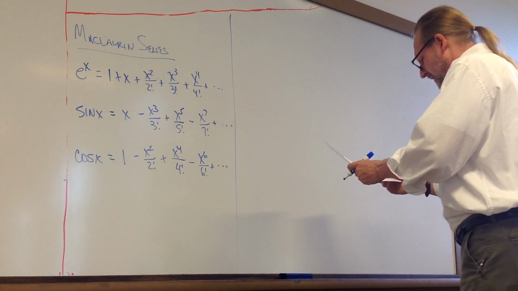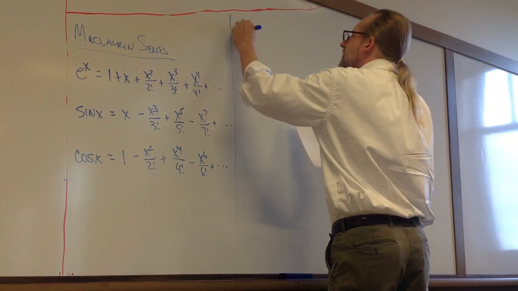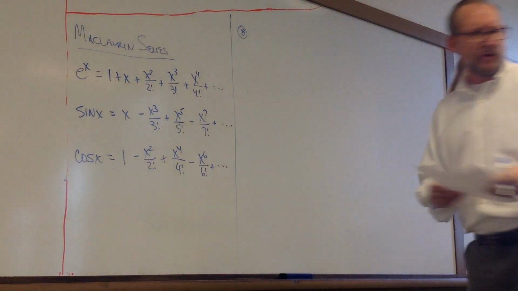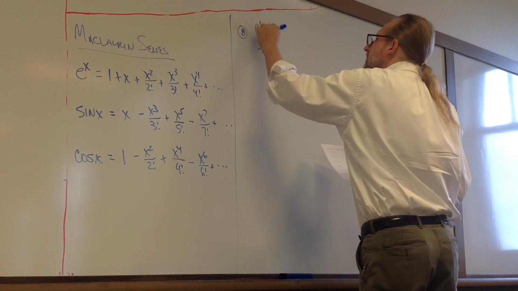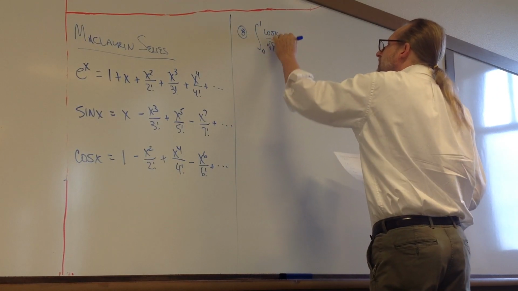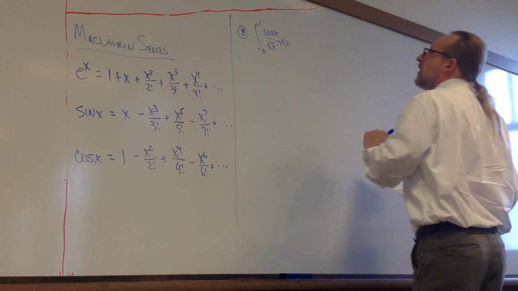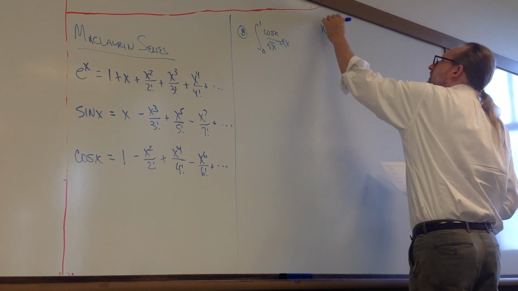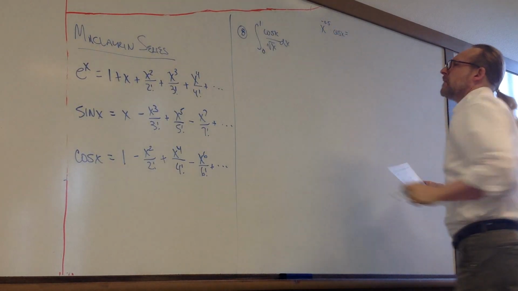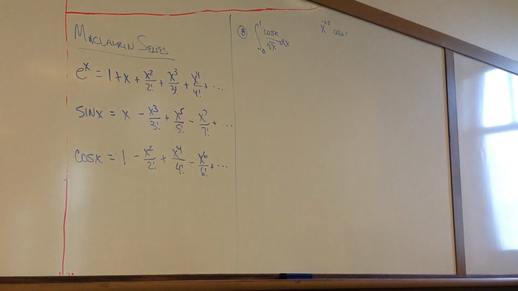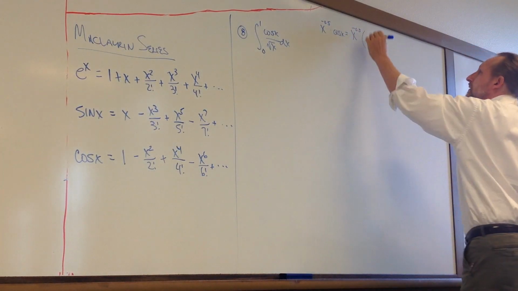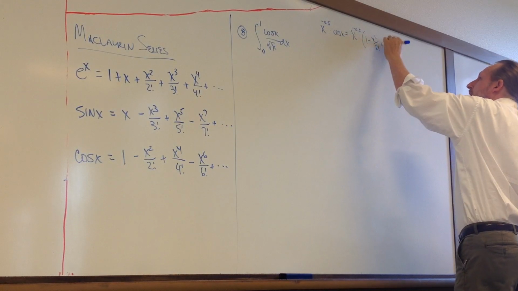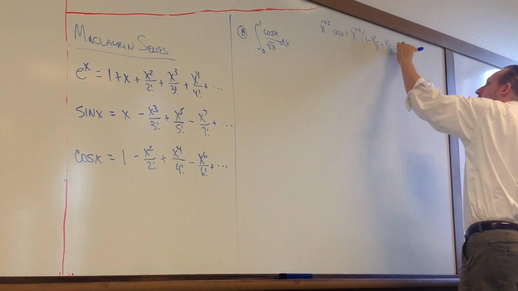Problem 8 is similar to number 6 in that it is a multiplication problem rather than a substitution problem. And so it starts out like this, cosine x over square root x. And so I'm going to call this x to the minus 0.5 times cosine x. Okay, so if we do that, then we'll do x to the minus 0.5 times the cosine series, 1 minus x squared over 2 factorial, and so on.